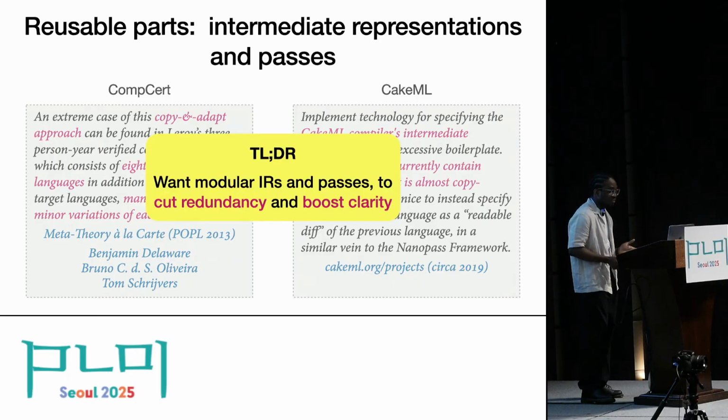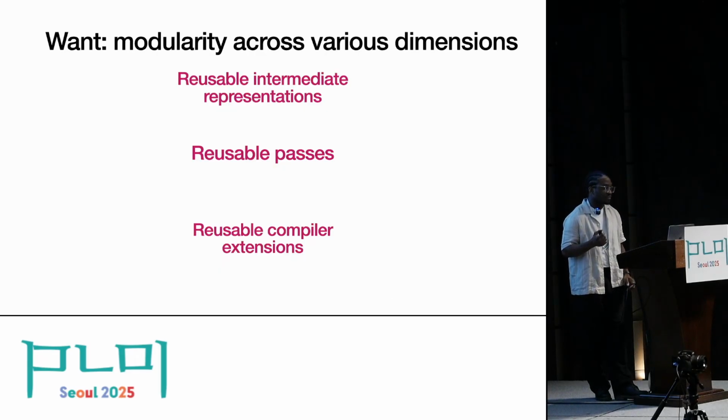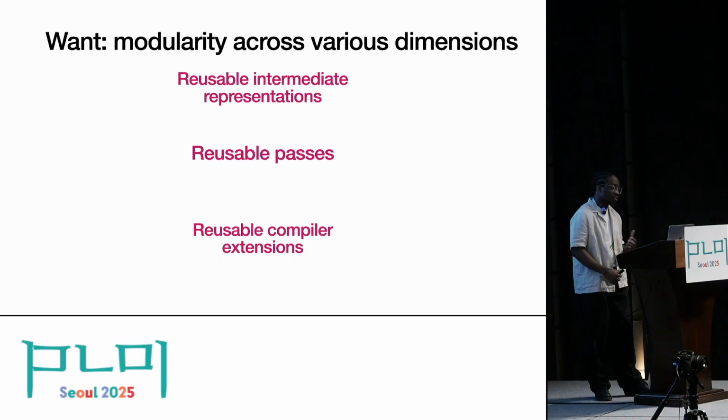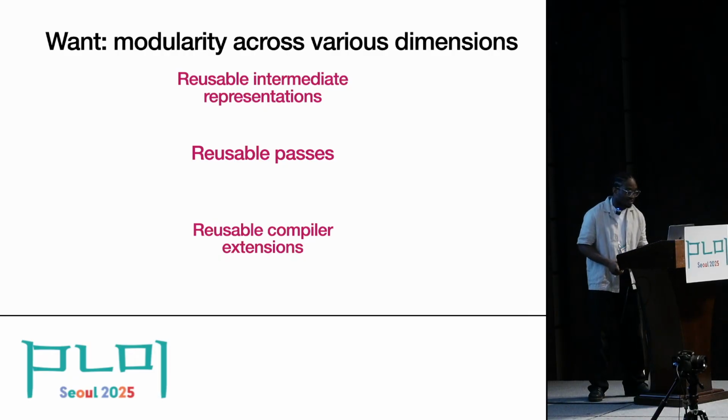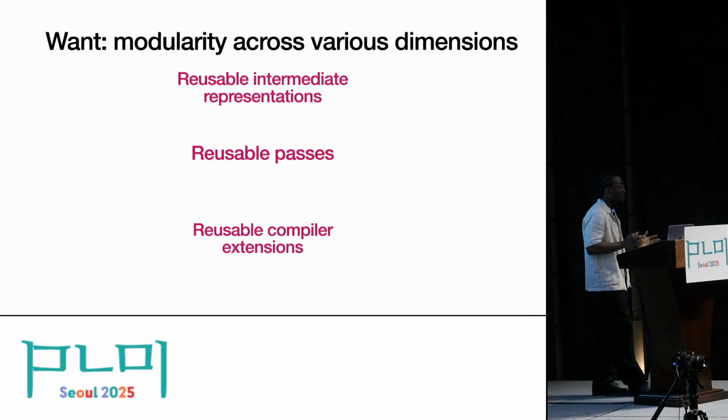So the summary here is that we want modular IRs, we want modular passes, and we want to cut redundancy and boost clarity between these IRs in certified compilers. To reiterate, we want reusable intermediate representations, reusable passes, and reusable compiler extensions. So the goal is kind of ambitious here. How can we do this?